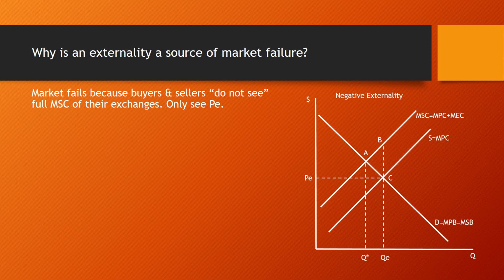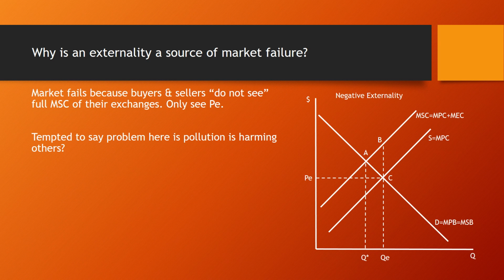So, a good way to understand why a negative externality results in a market failure is to say that it results from the fact that buyers and sellers do not see the full marginal social cost of their exchange. The buyers and sellers only see PE. It is often said that there is a divergence between marginal social cost and marginal private cost when there is a negative externality.